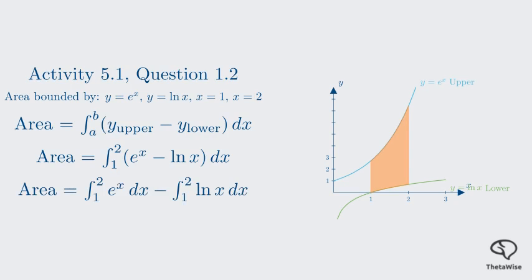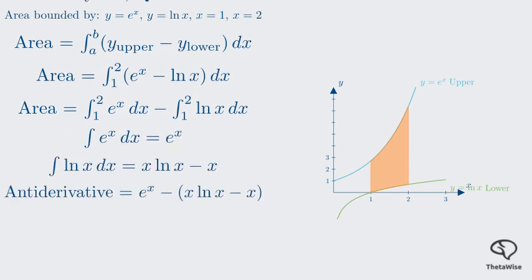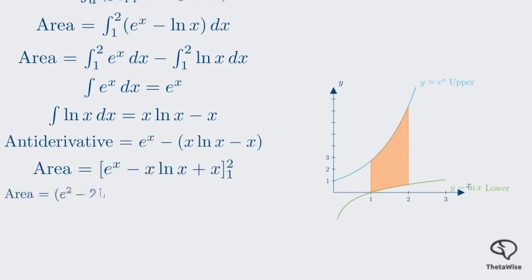The integral of e to the x is just e to the x. The integral of ln of x is a standard result that we should know or derive using integration by parts. It's x ln of x minus x. So, the antiderivative of our integrand is e to the x minus the quantity x ln of x minus x. Now we evaluate this from 1 to 2. Plugging in the upper limit 2 gives e squared minus the quantity 2 ln of 2 minus 2.